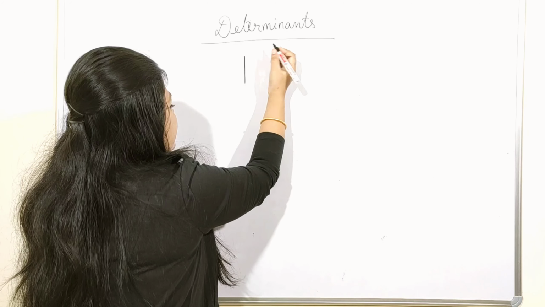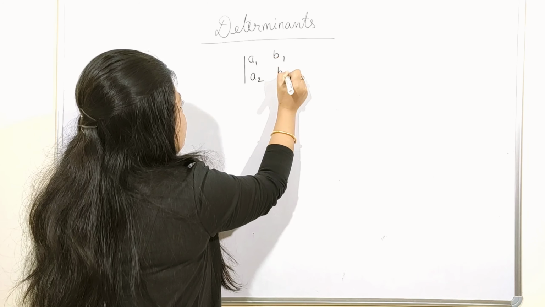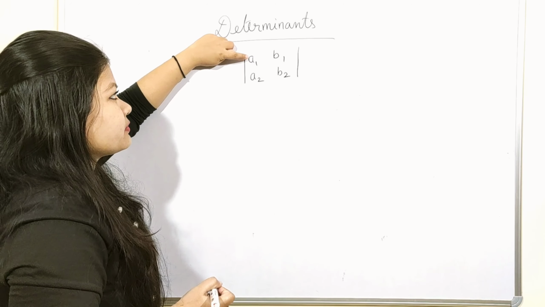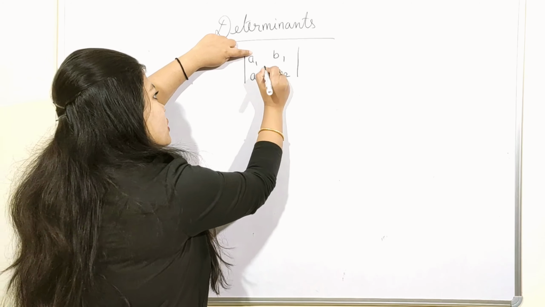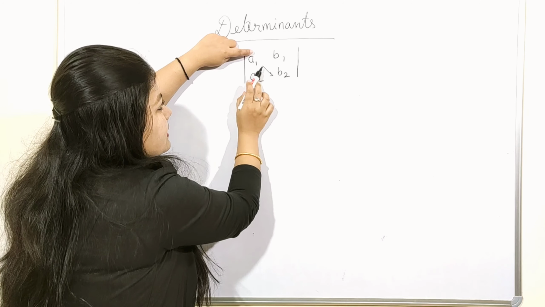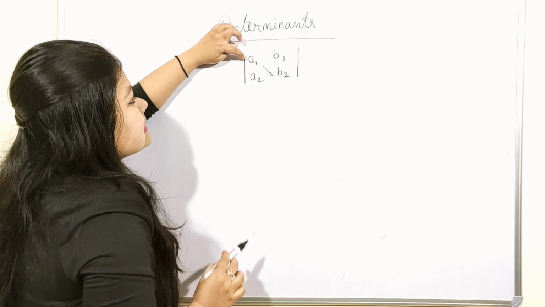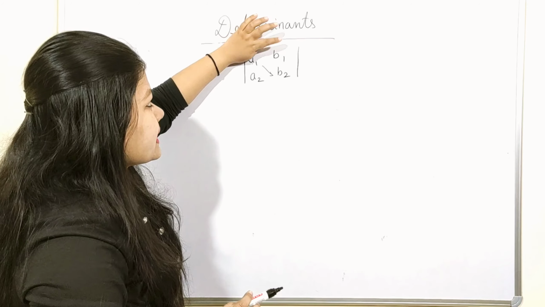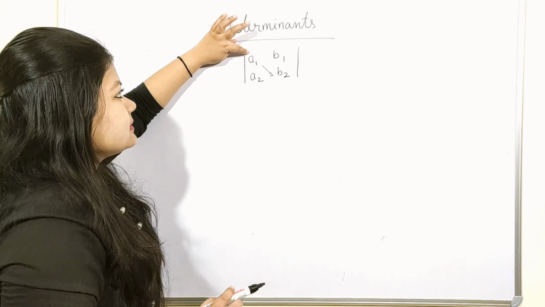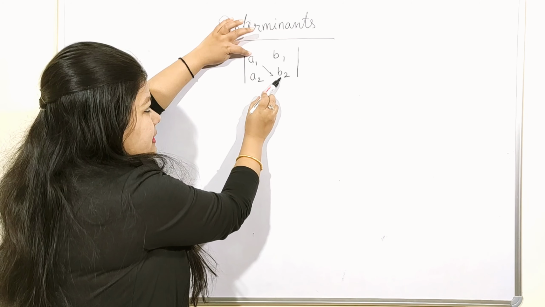Again, let us take the general equation a1, a2, b1, b2. Here we always start from the upper left hand side or the first element. So you can say that we are taking the product of the diagonally opposite element. First of all, we consider the first element, first row, first column. This is first row, first column element, first row, second column, second row, first column, second row, second column. Always consider the first row, first column element, then take the product with the diagonally opposite element.